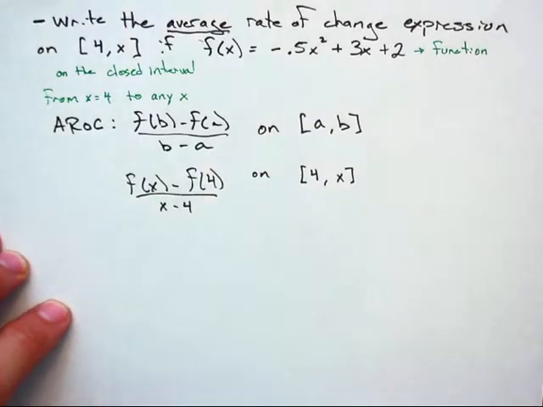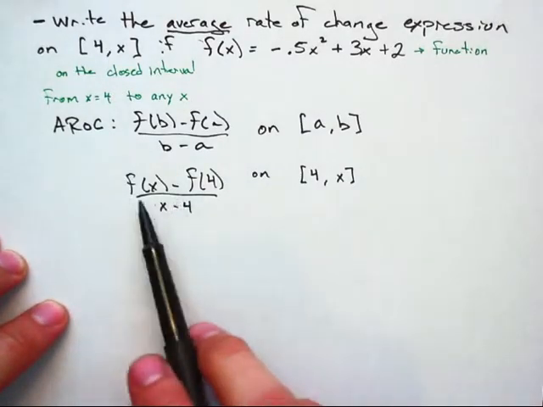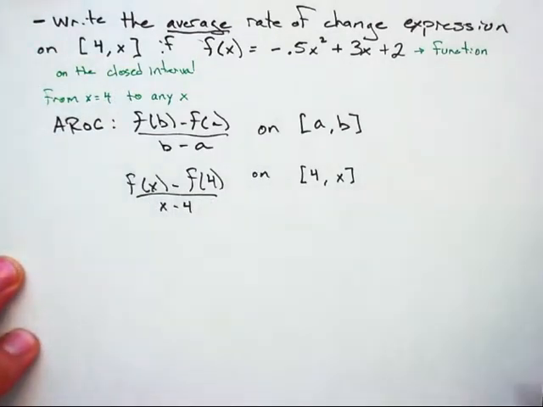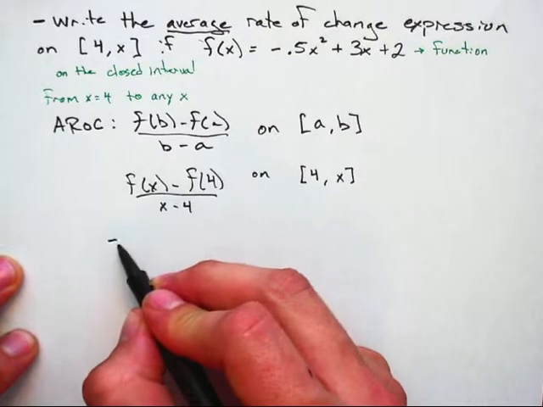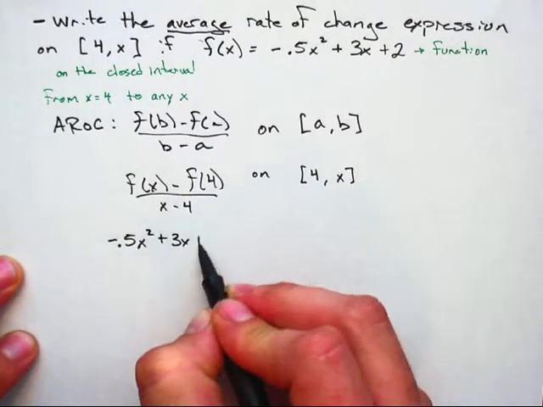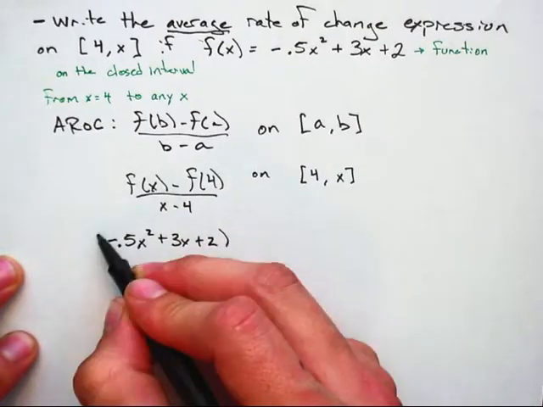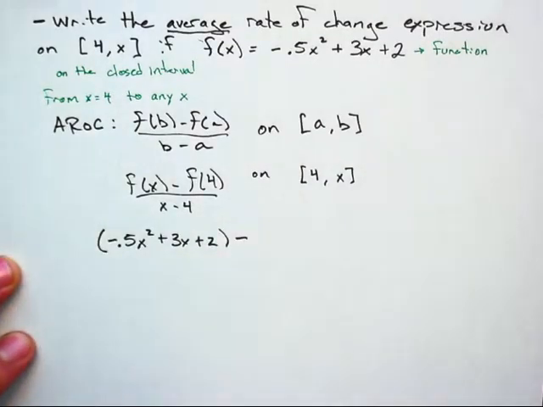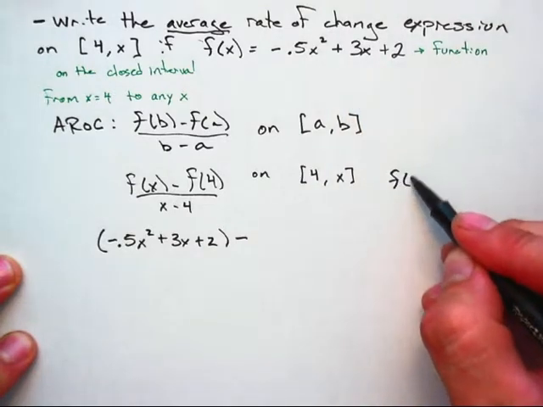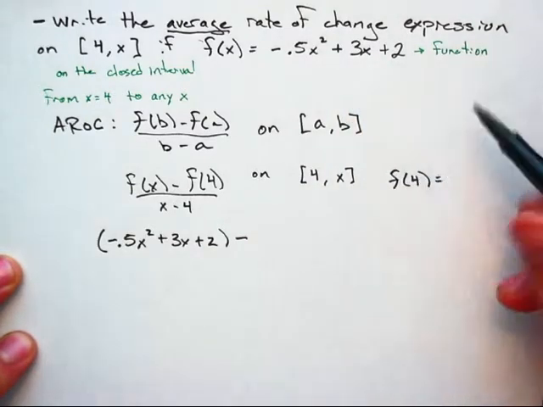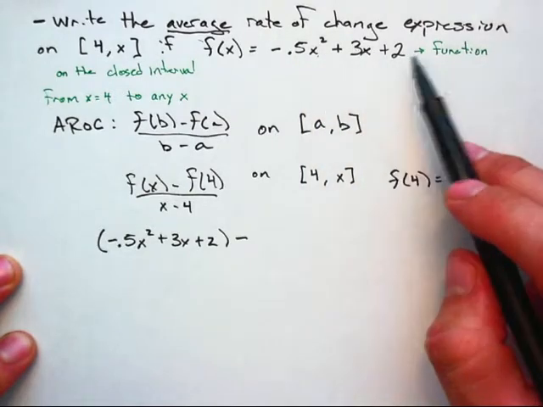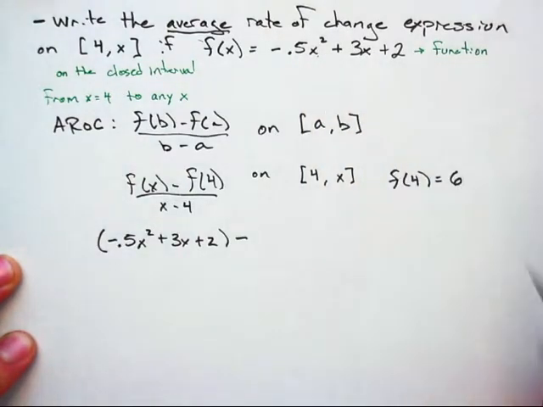And now you just fill in the blanks. So it's pretty simple. What is f of x? That's given to us. What is f of 4? We can find that. F of x is negative 0.5x squared plus 3x plus 2. Minus f of 4, and so you take 4 and you plug it in here. I'll just do that real quick over here. You guys should be able to do that. 4 squared times a negative 0.5 plus 3 times 4, which is 12, plus 2 is going to make that 6. So f of 4 equals 6.